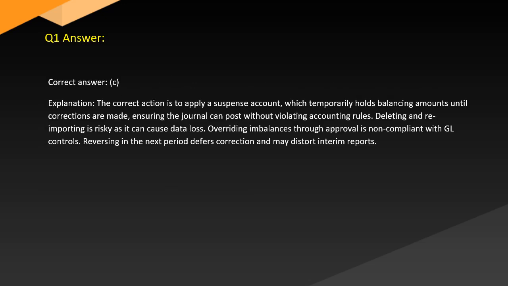Answer. Correct answer: C. Explanation. The correct action is to apply a suspense account, which temporarily holds balancing amounts until corrections are made, ensuring the journal can post without violating accounting rules. Deleting and re-importing is risky as it can cause data loss. Overriding imbalances through approval is non-compliant with GL controls. Reversing in the next period defers correction and may distort interim reports.